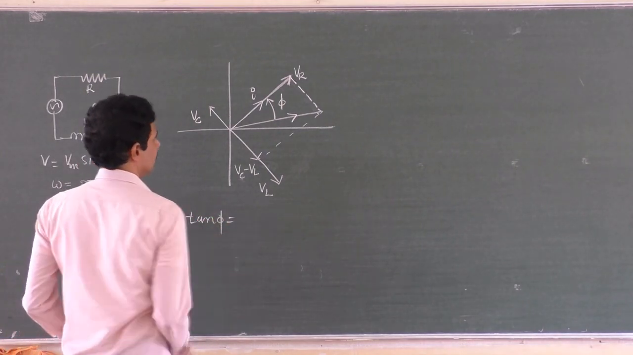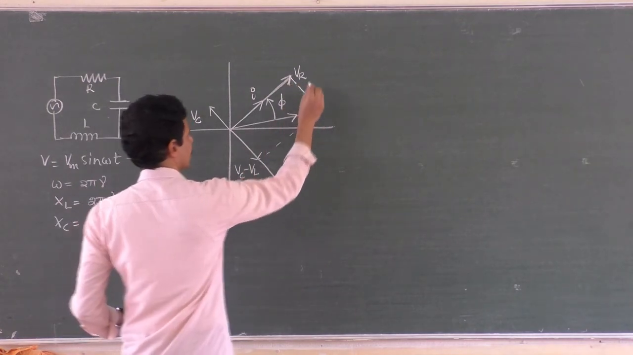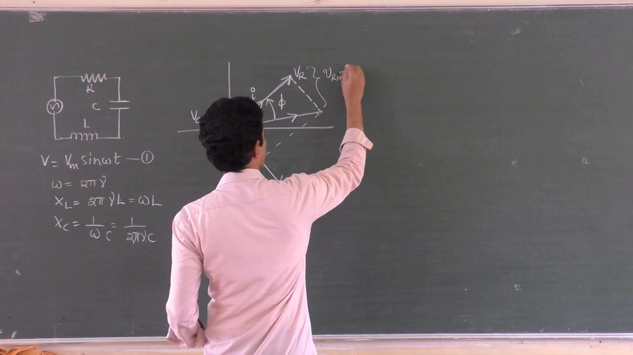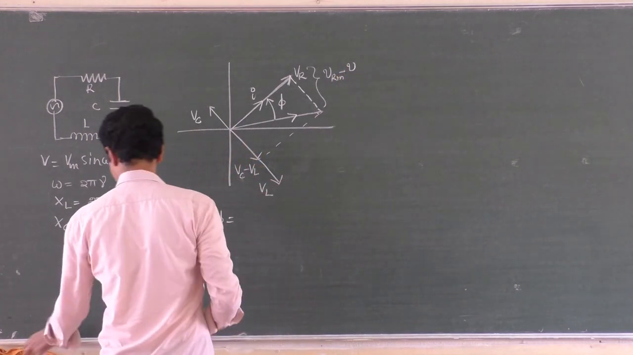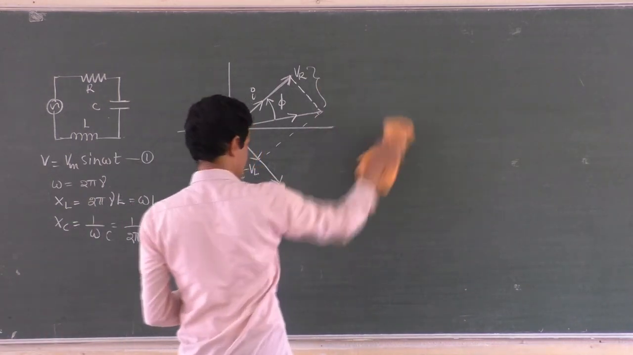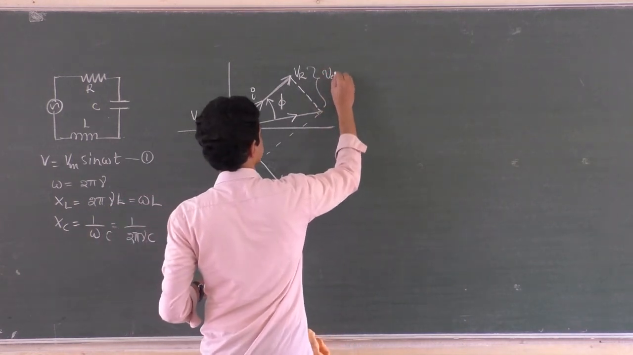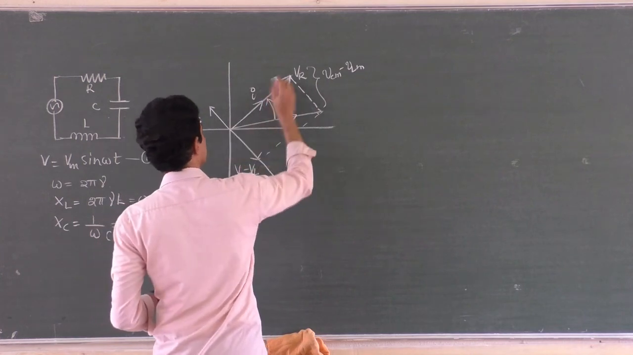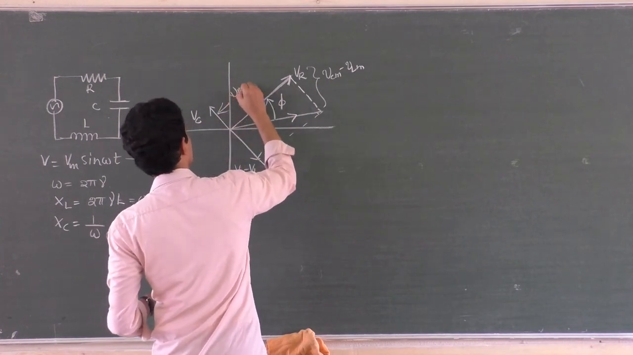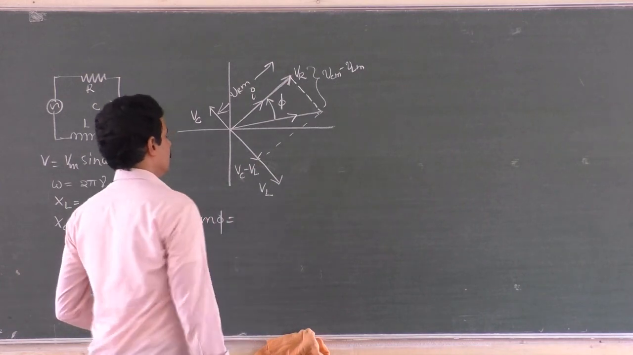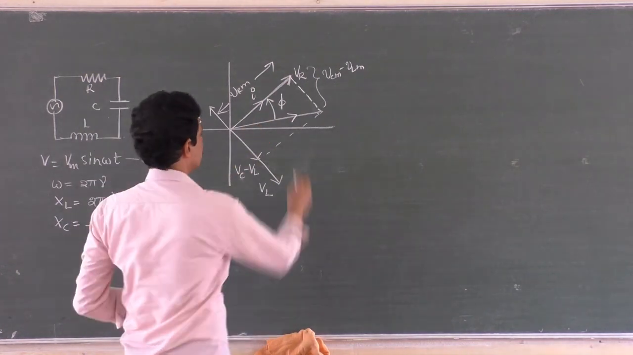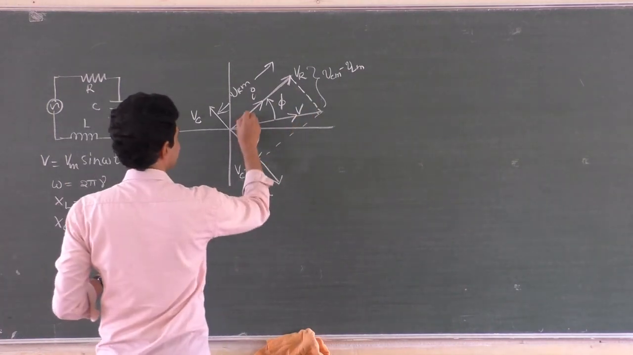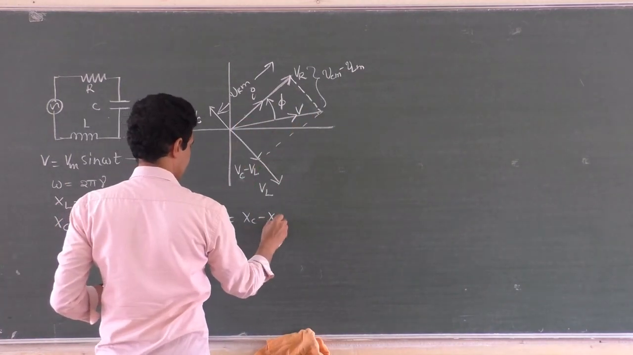you can write it, it's actually equal to opposite side. And if you want to write the peak values, it is VCM minus VLM, not VRM, VCM minus VLM, and this is VRM, this length, and this is the final voltage V, Vm. So tan phi is equal to opposite side by adjacent side, Xc minus XL by R.